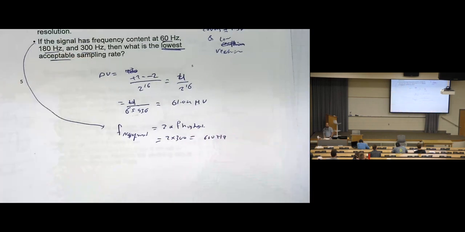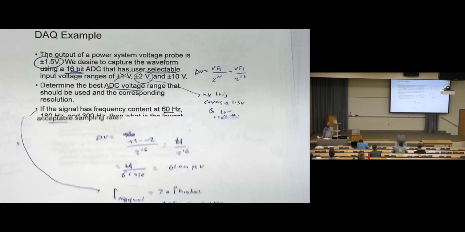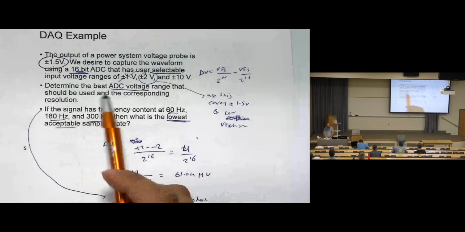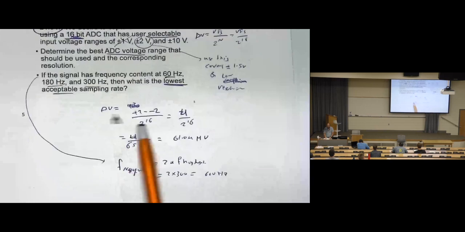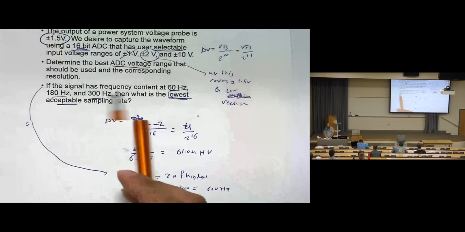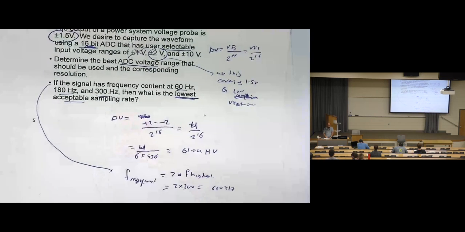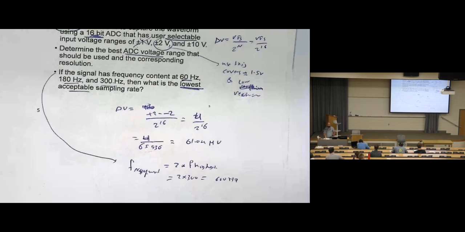That's it. So when you see these kinds of questions in the test, they should be straightforward. Determine ADC delta V, which uses the formula V full scale over 2 power n, and determine the Nyquist rate, 2 times the highest, 300. And that's it. Any questions? Okay, so that's it.